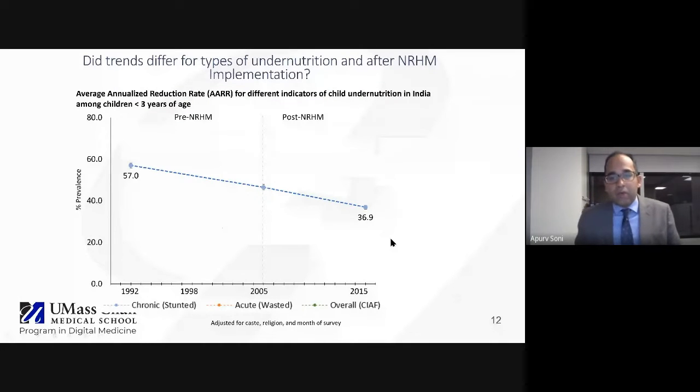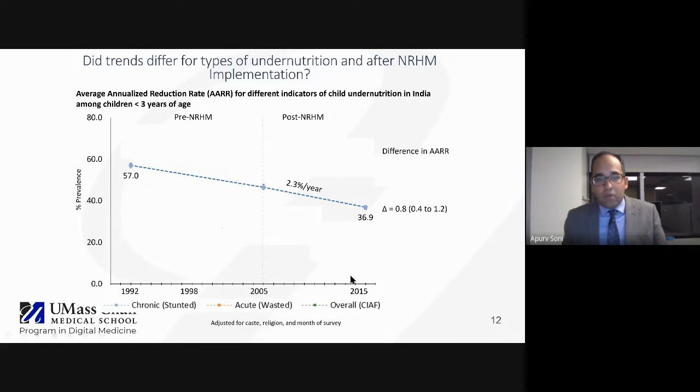So I'll get into the findings. This is a graph looking at chronic undernutrition in the blue line here. In 1992, it was approximated that 57% were undernourished after adjusting for different covariates, and that dropped to 37% in 2015, which translates to a rate of reduction of 1.5 before NRHM and 2.3 after NRHM, so an improvement of 0.8% of undernutrition per year.